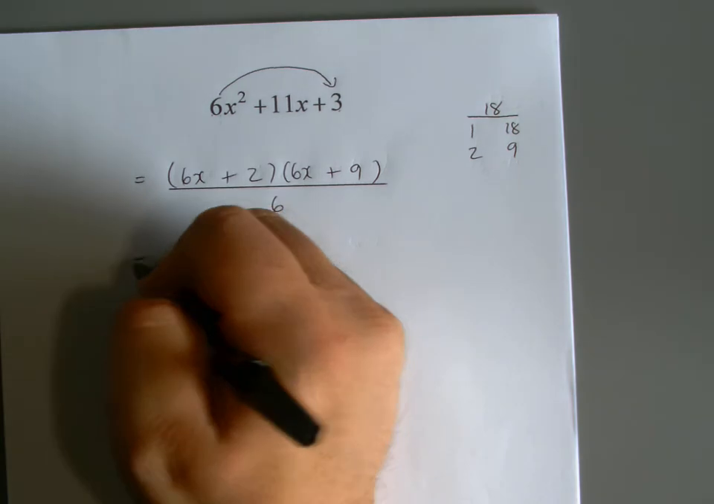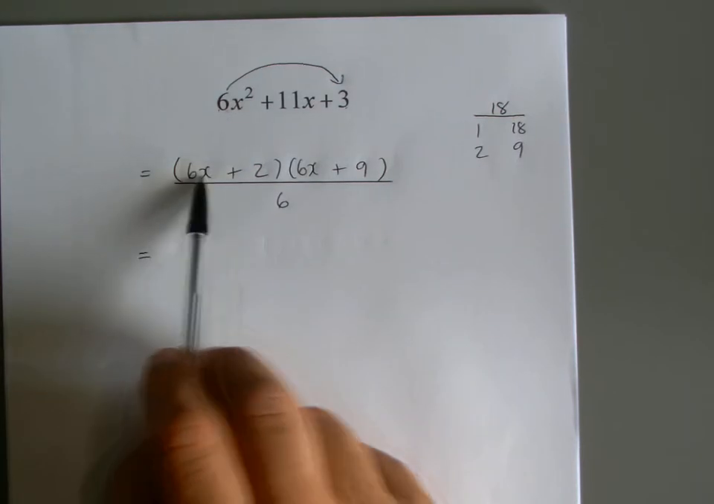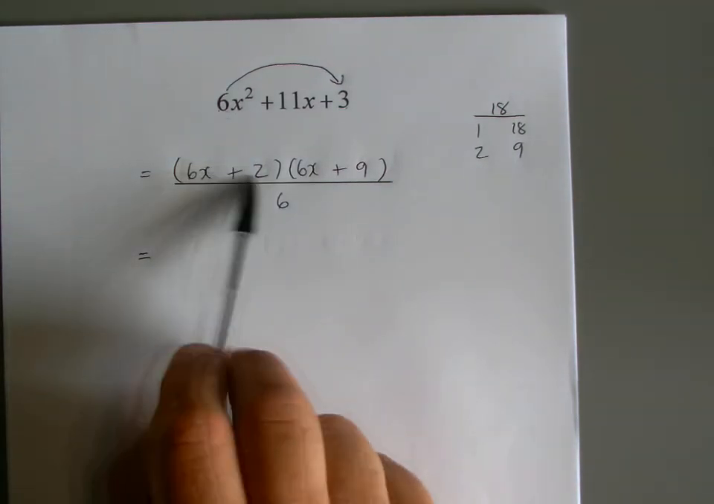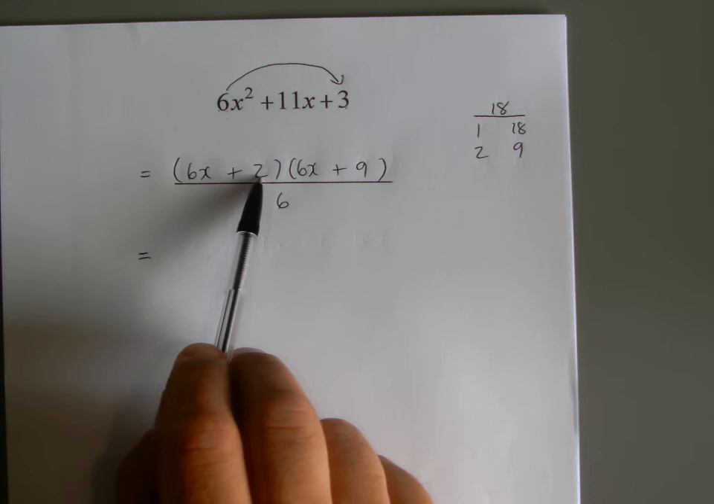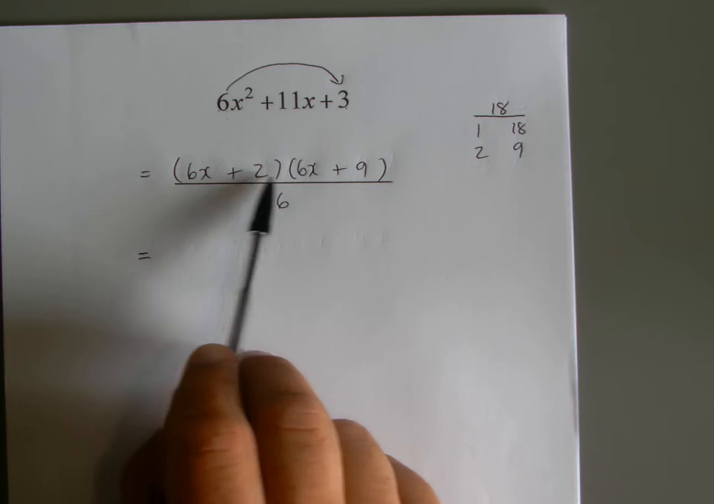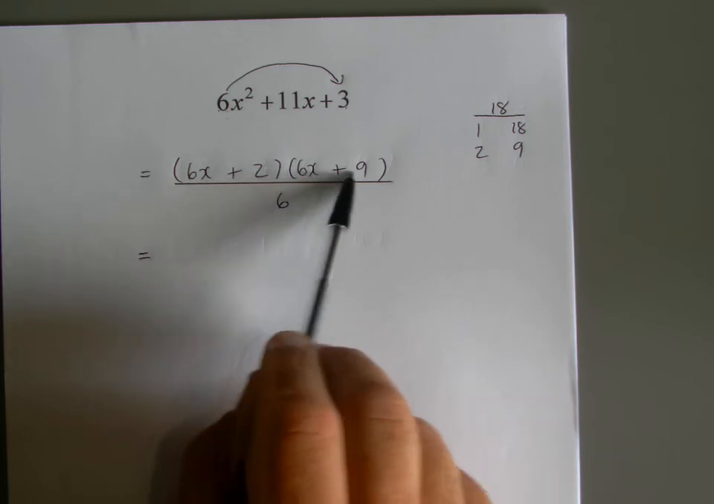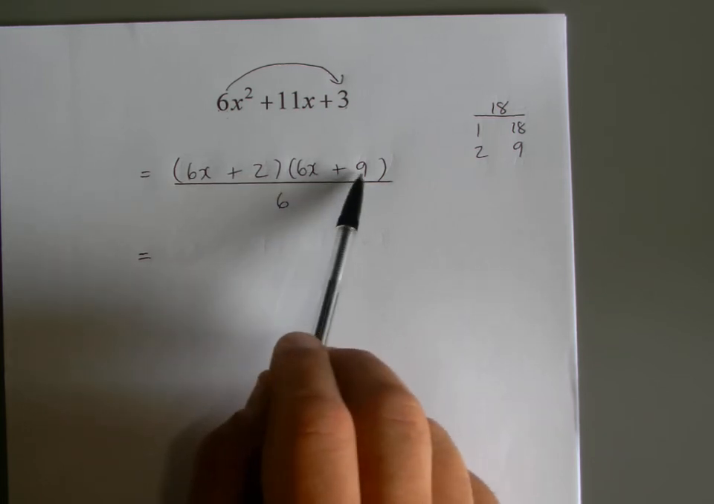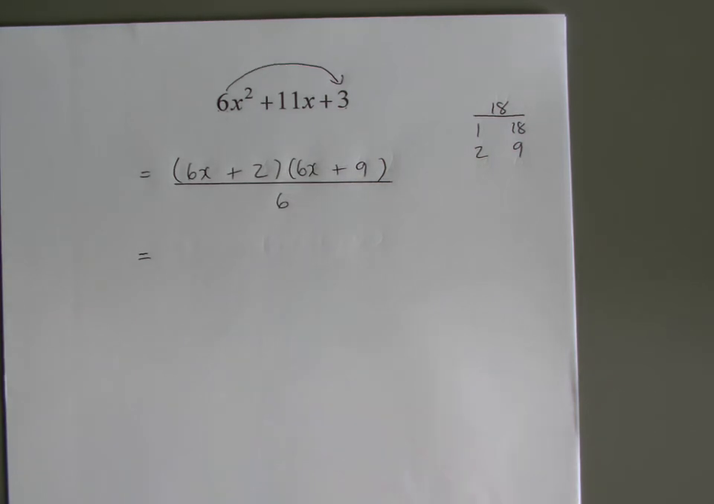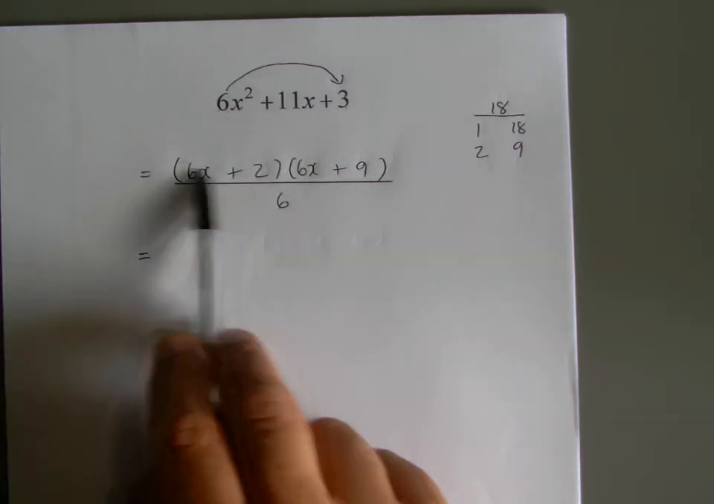Now, when you look at that first bracket, you can ask yourself, is 6 a factor here? And of course it isn't, because 6 doesn't divide into 2 perfectly. And 6 isn't a factor here, because it doesn't divide into 9 perfectly. Now it's not a problem, because what we can do is look at what factor we've got here.